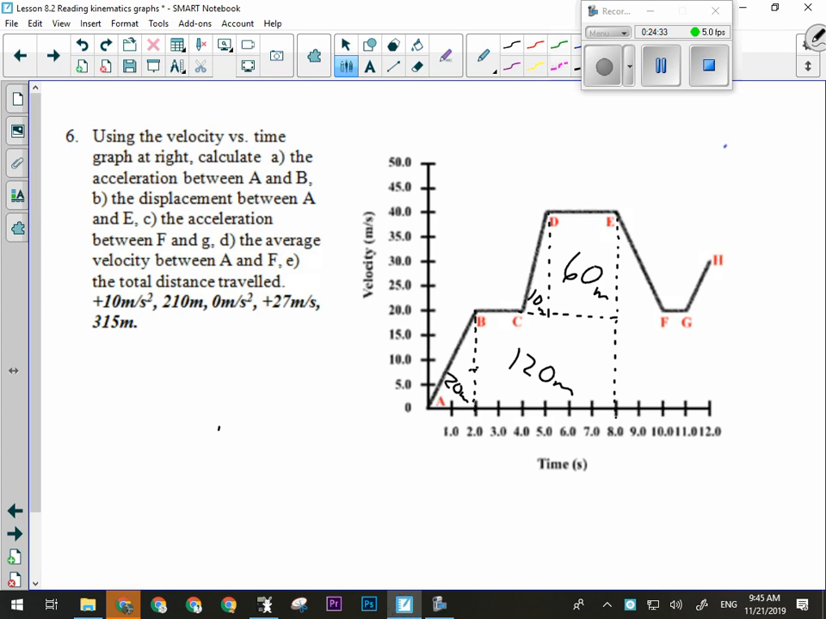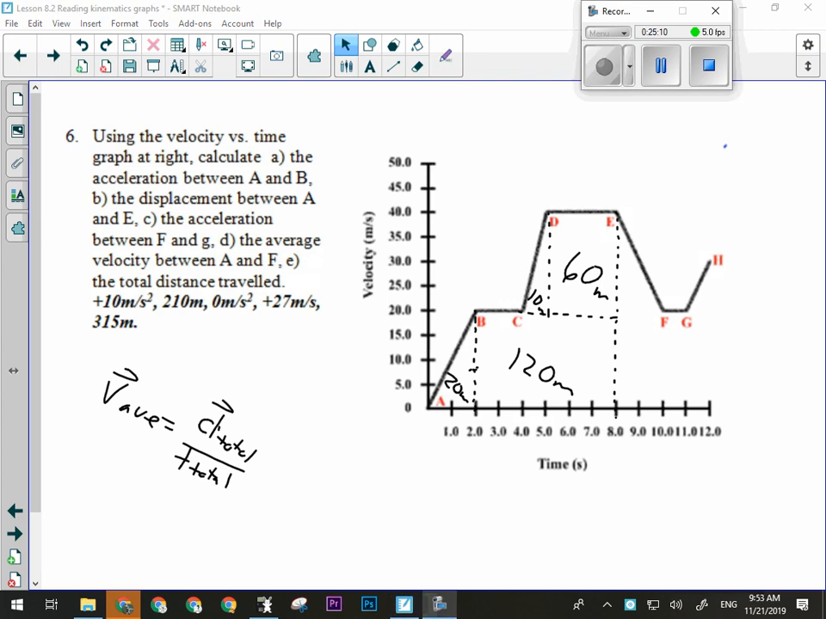All right, keep going on that one. You still have to find acceleration between F and G, which is super easy. And the average velocity between A and F. Remember that average velocity is total displacement over total time. That should help you a little bit on that one. And then the total distance traveled. I would keep all those numbers we just did there, and find the rest of it in order to get that. I'll give you a little more time.